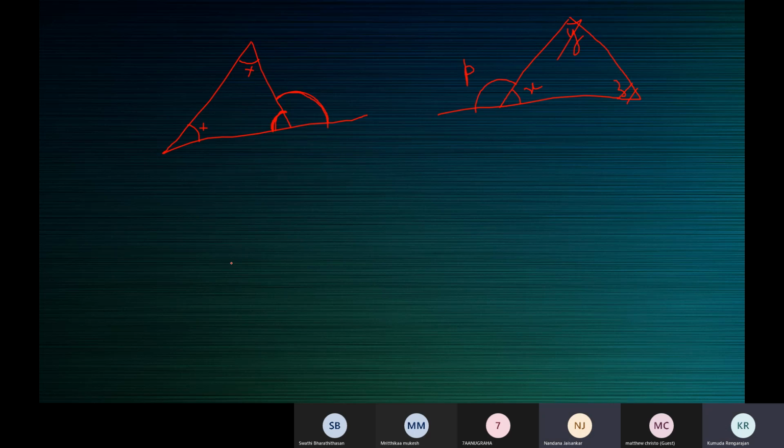Yes, ma'am. P. Now tell me all the three interior angles. X, Y, and Z are the three interior angles. Now, which is the immediate interior angle for P? Y and Z, ma'am. No. The immediate interior angle for P.